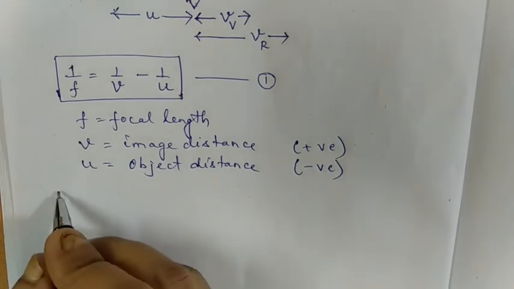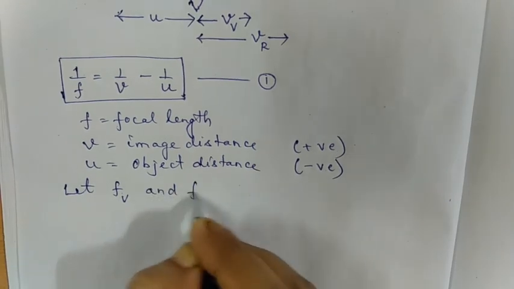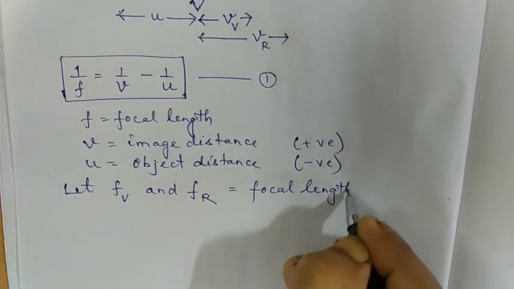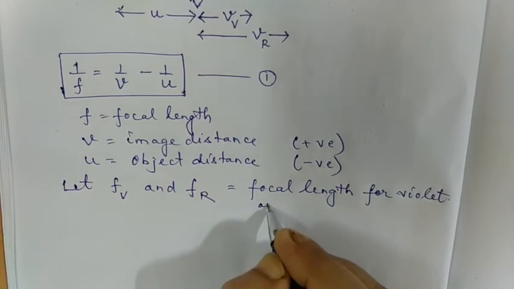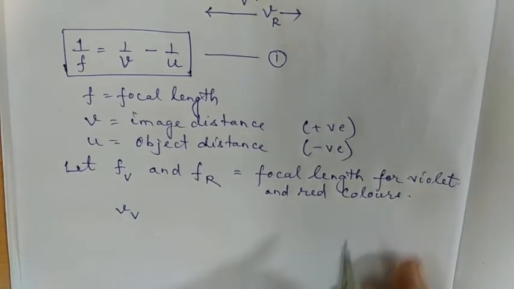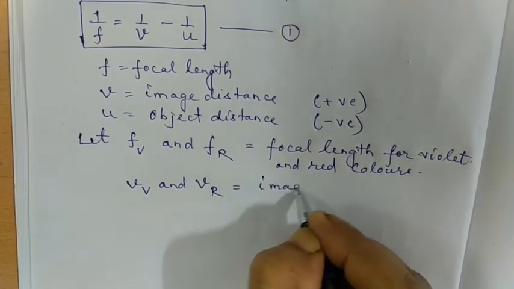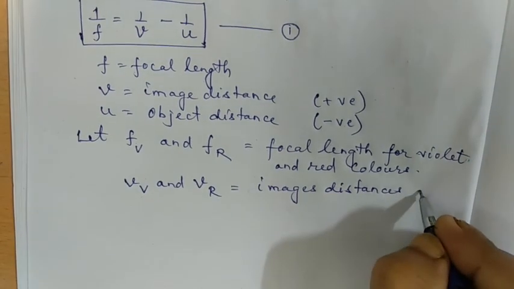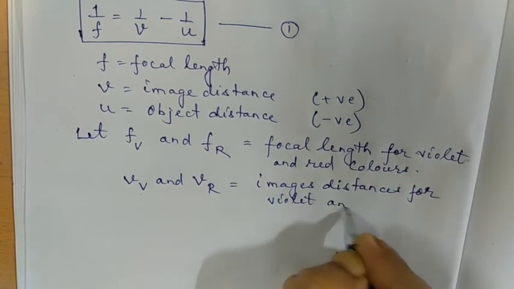Now let FV and FR be the focal lengths for violet and red color, and VV and VR be the image distances for violet and red color.